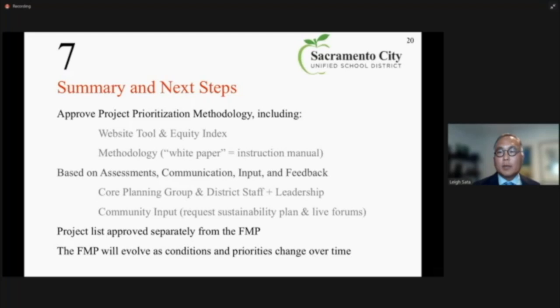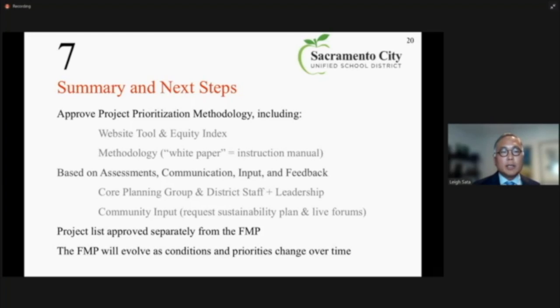So in summary, what are the next steps? We're seeking approval of the project prioritization methodology, which includes the website tool, which was previewed for you in the last meeting, and the equity index, which I hope I've explained to you and am happy to take questions on. And the methodology, which we sometimes call the instruction manual, is the document that staff can use that reminds them how to go through these steps.